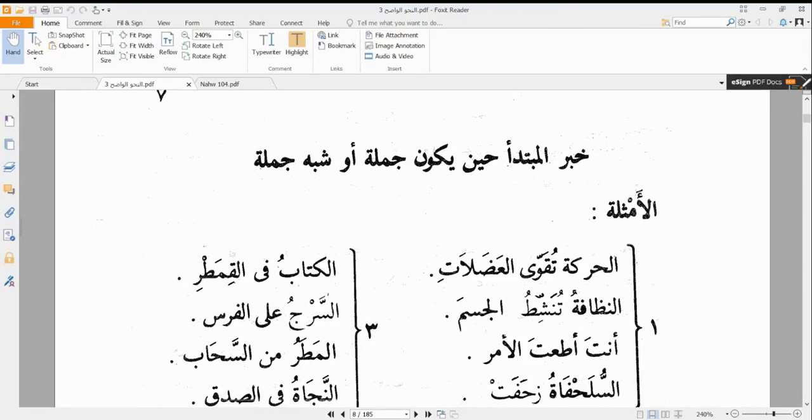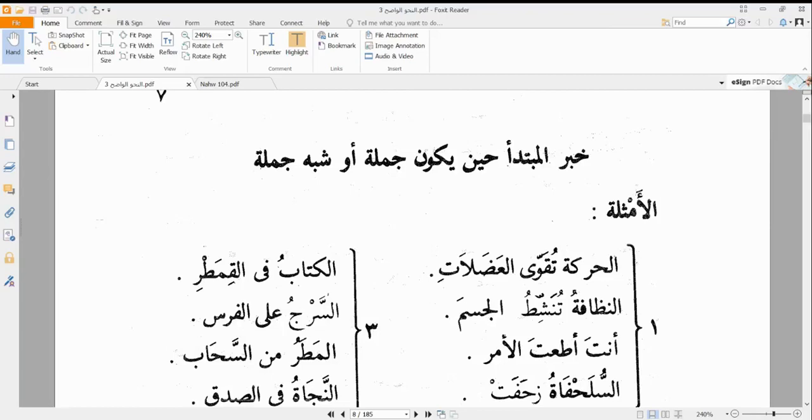And tonight we are on our class 104 in Nahw. Our topic for today is خبر المبتدأ حين يكون جملة أو شبه جملة. That is the predicate of the subject, the subject predicate, when it is a sentence, when it's a clause or a phrase.